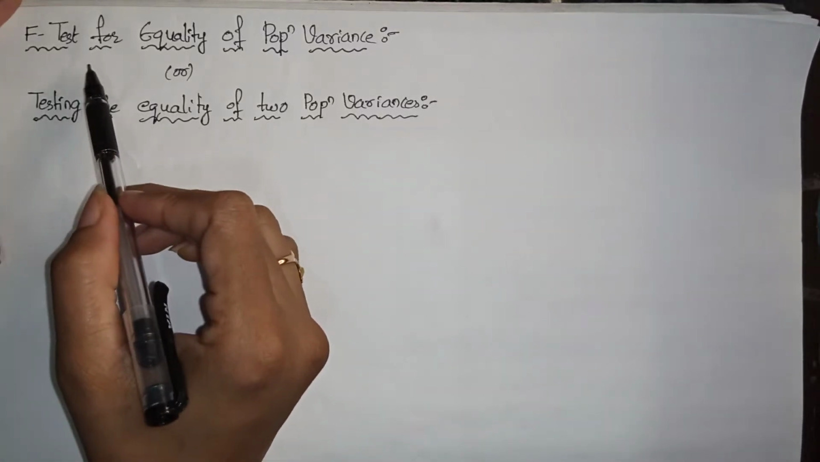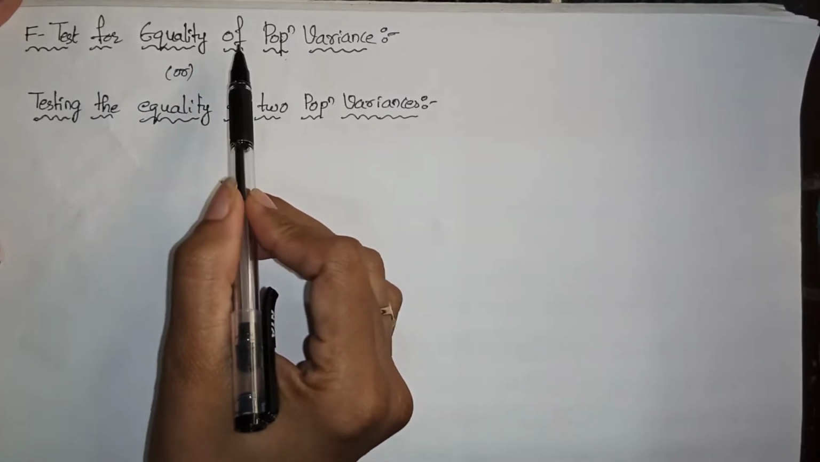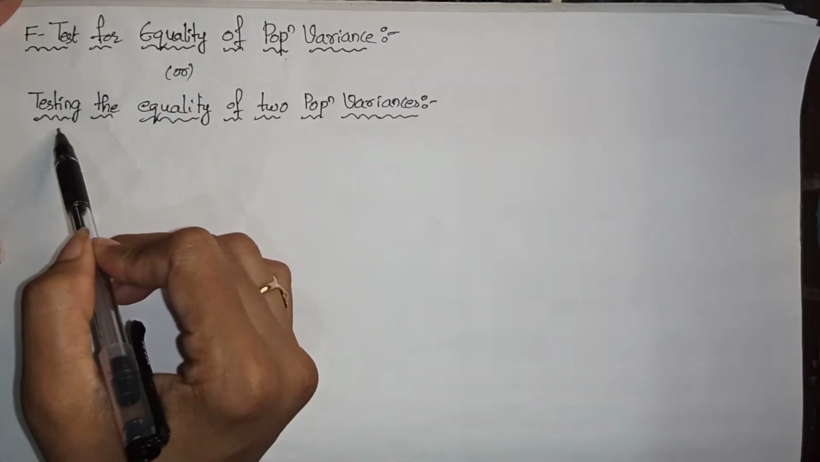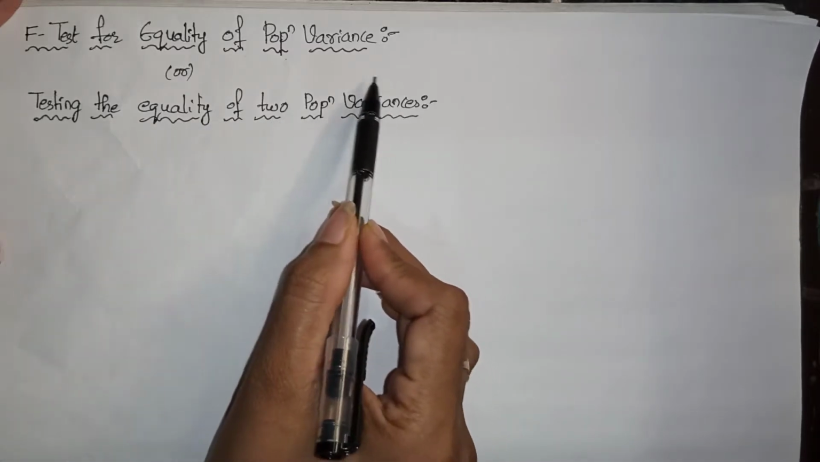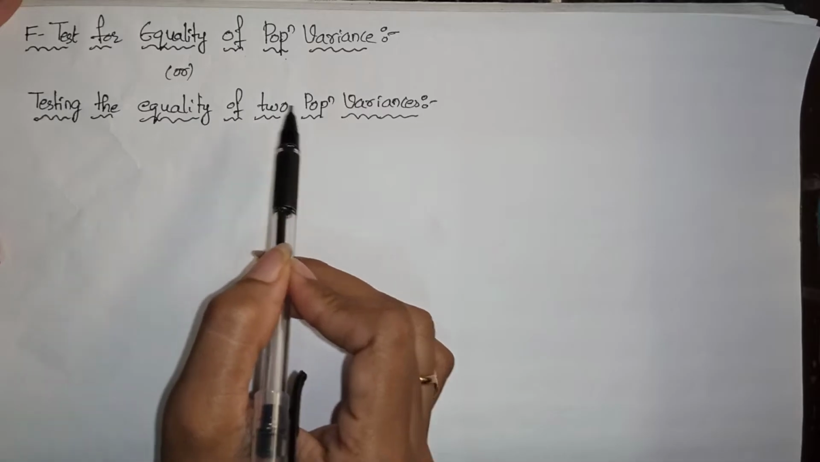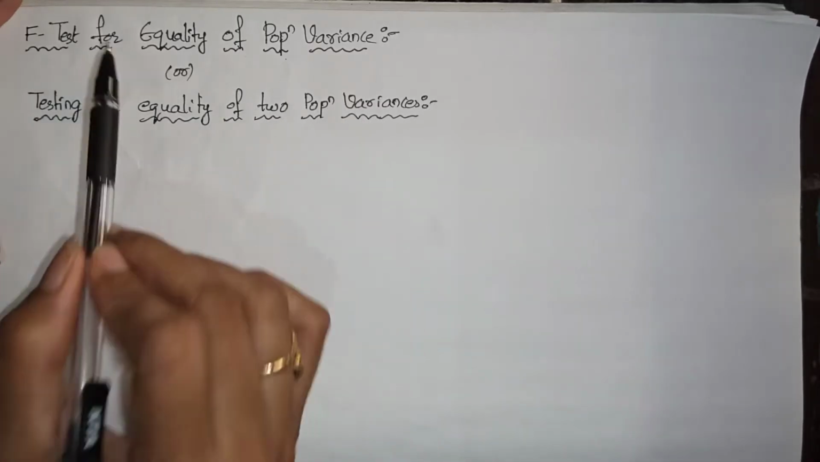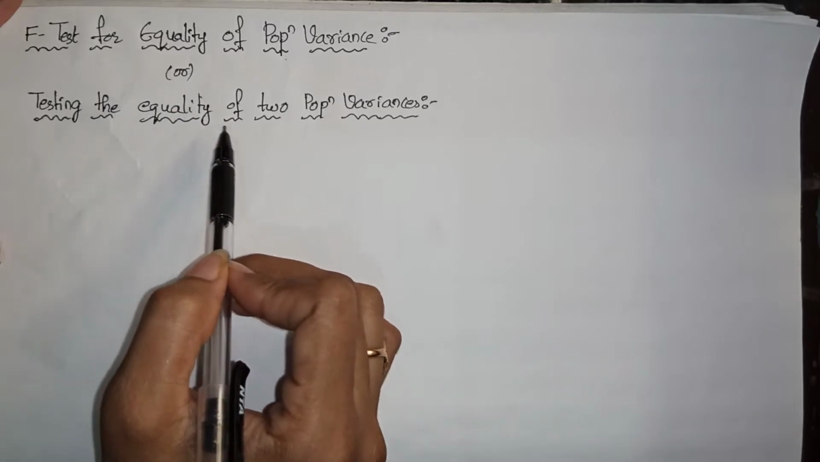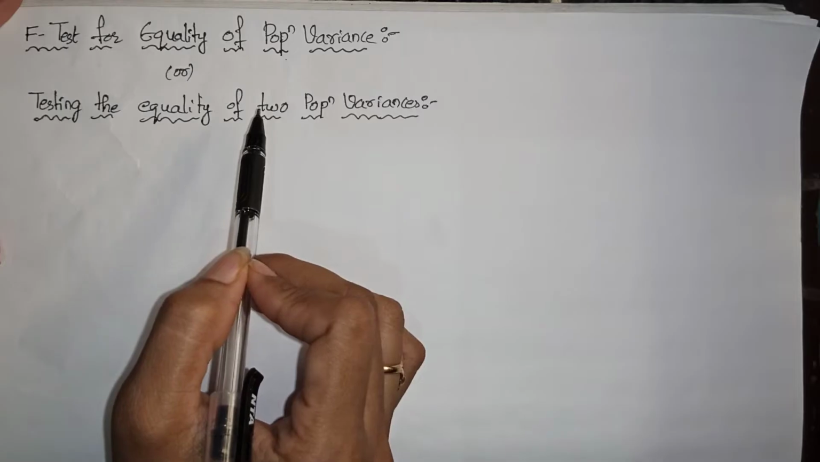Today I am going to discuss the F test for equality of population variances. This can be asked the other way, as testing the equality of two population variances. If they ask about two population variances, we have to write the F test itself. This is related to semester 4, unit 3, small sample tests.